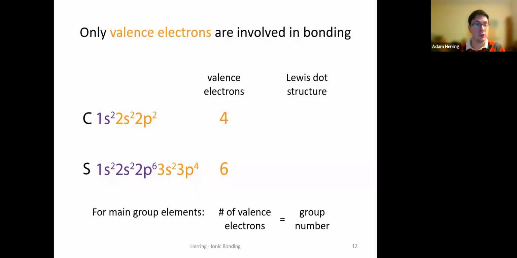When we draw the Lewis dot structure of a given element, we put the atomic symbol and we surround it by dots equal to the number of valence electrons. Since carbon has 4 valence electrons, it has 4 dots. Since sulfur has 6 valence electrons, it has 6 dots. And it doesn't really matter where you put those dots around the elements. Some people like to have them nice and symmetrically arranged. For our purposes, we don't really care.